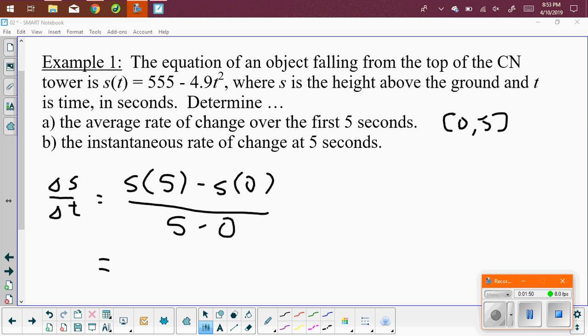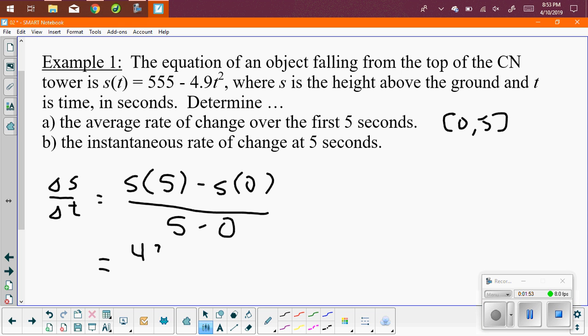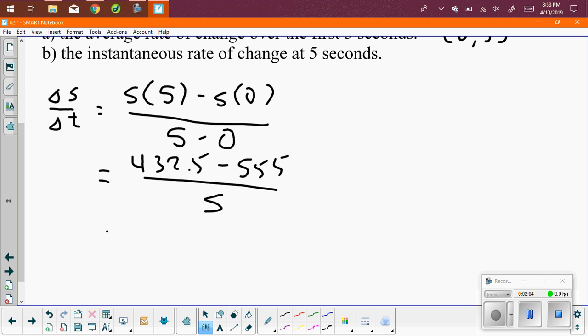So for S of 5, I got 432.5. For S of 0, that would be 555. This is all going to be divided by 5. So when we work that through, I got negative 24.5. Again, the units on this are meters per second. Okay, so the average rate of change over the first 5 seconds was negative 24.5 meters per second. Or I should say dropping at 24.5.